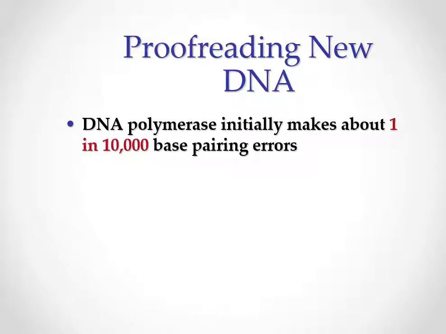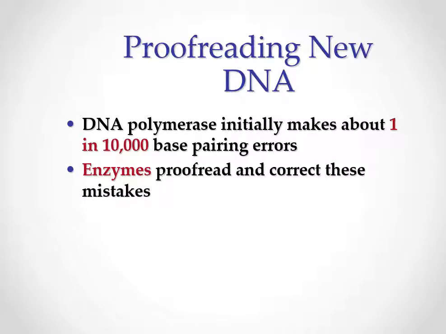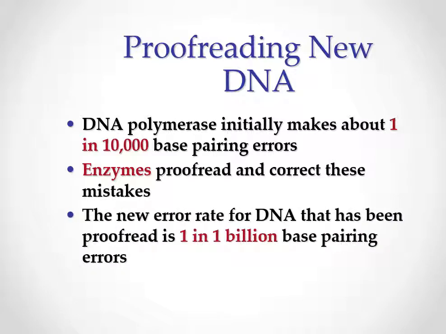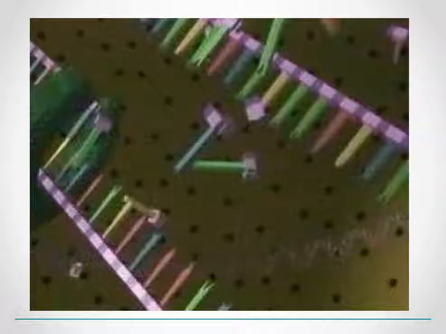Now, proofreading. Polymerase can initially make 1 in 10,000 base pair errors. Why would that be a bad thing? If you don't have enzymes to proofread and correct these mistakes, what's going to eventually happen to the organism? You can have mutations. The new error rate for DNA that has been proofread is 1 in 1 billion base pair errors.